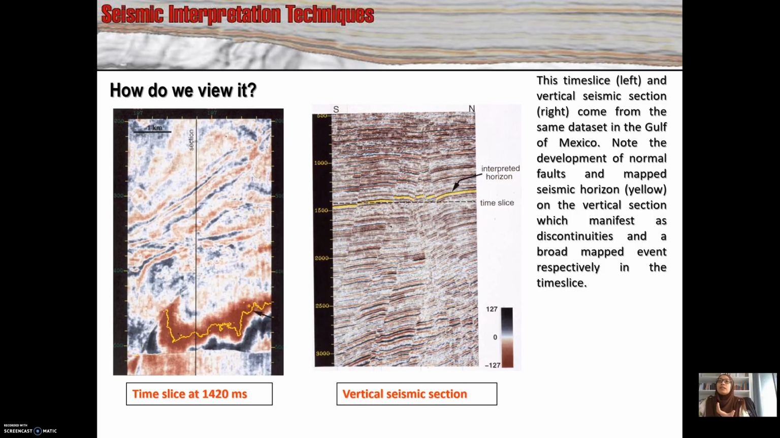So in 3D data, how we view it: we have a time slice, and we have a vertical section. Sometimes I refer to this as a cross section because it really is a cross section. You're going to see all the faults and all the reflectors.